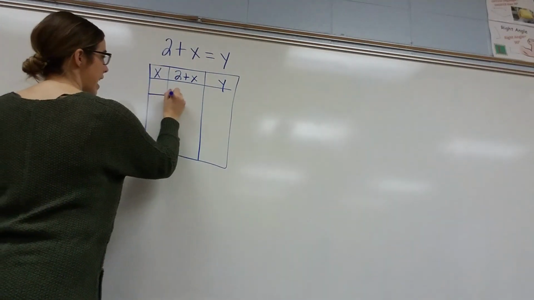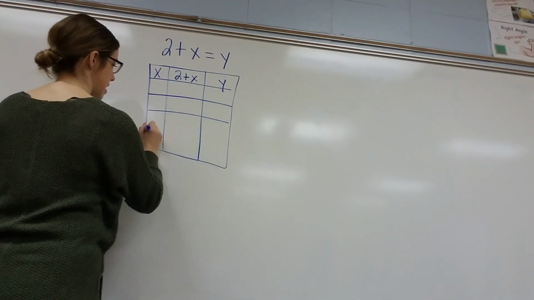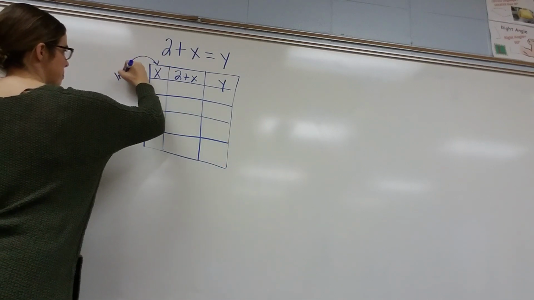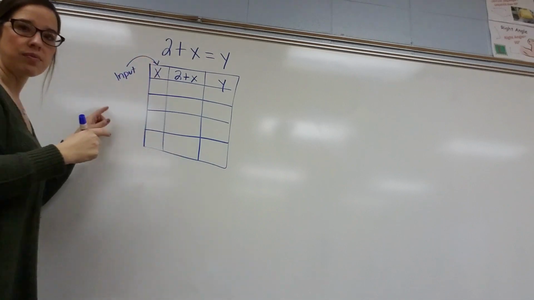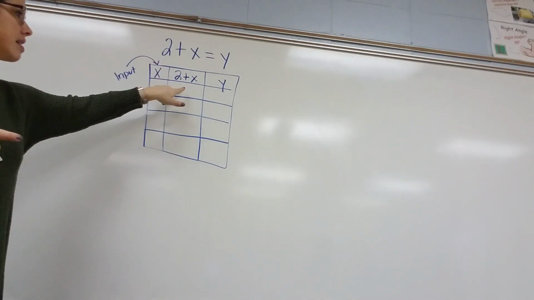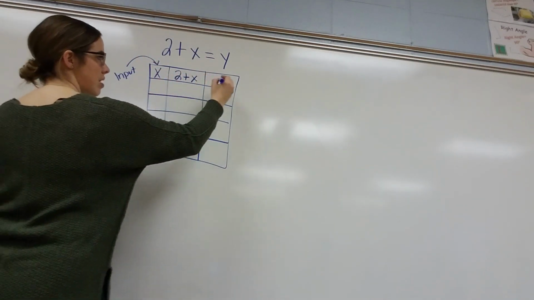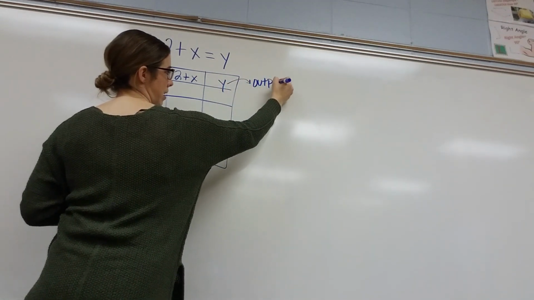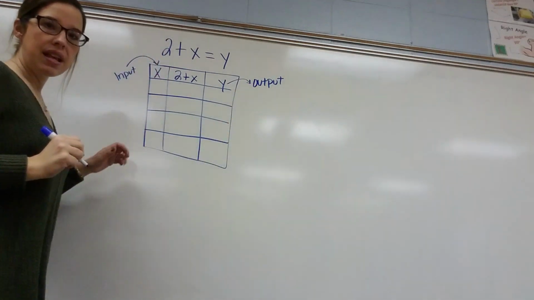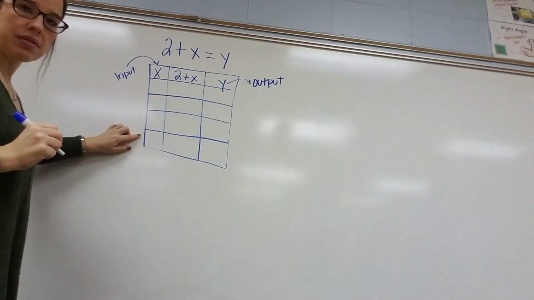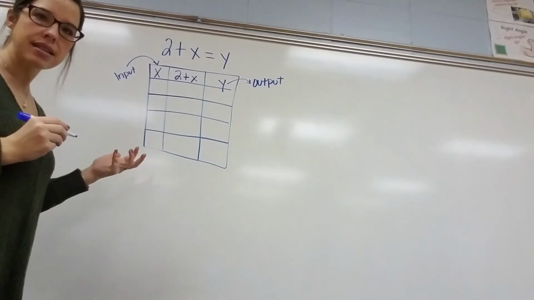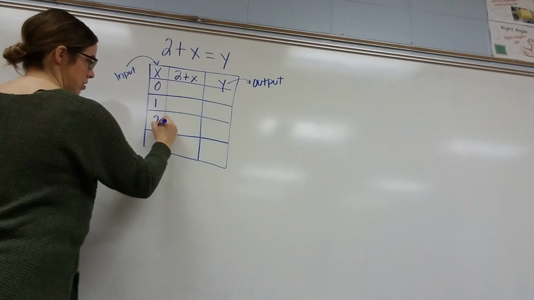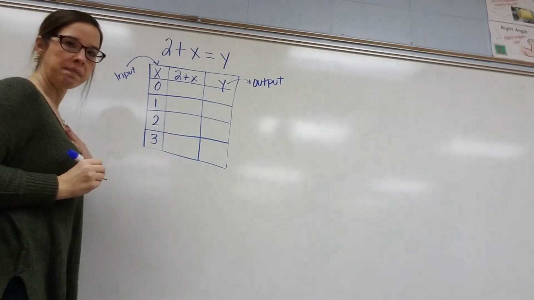Your x are the numbers, this is called your input. Your x is the number that you're going to input into this equation, and when you solve it, you will get your y, which is called your output. A lot of times they will give you numbers for your x, but if they don't, just make some up and keep it easy. Let's just do 0, 1, 2, 3.